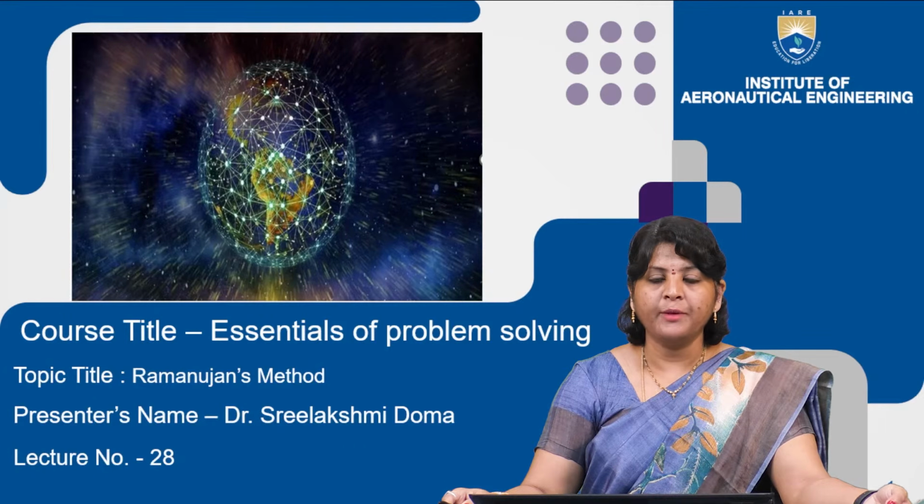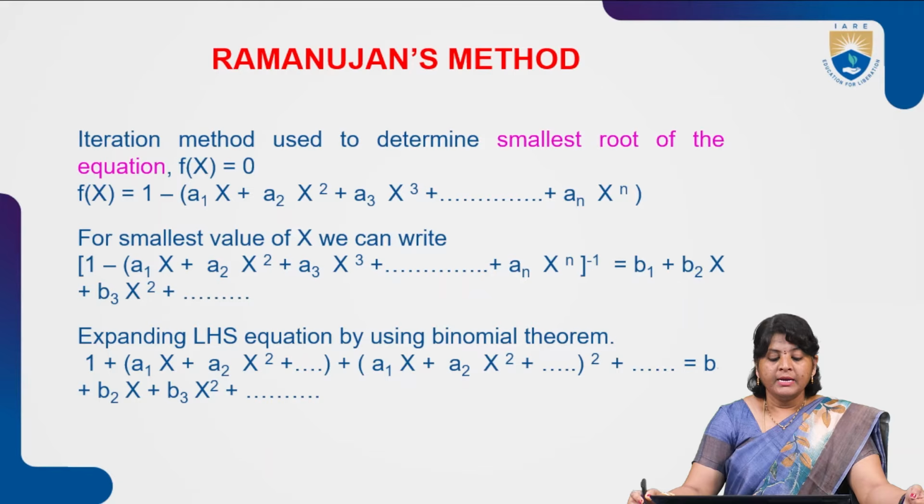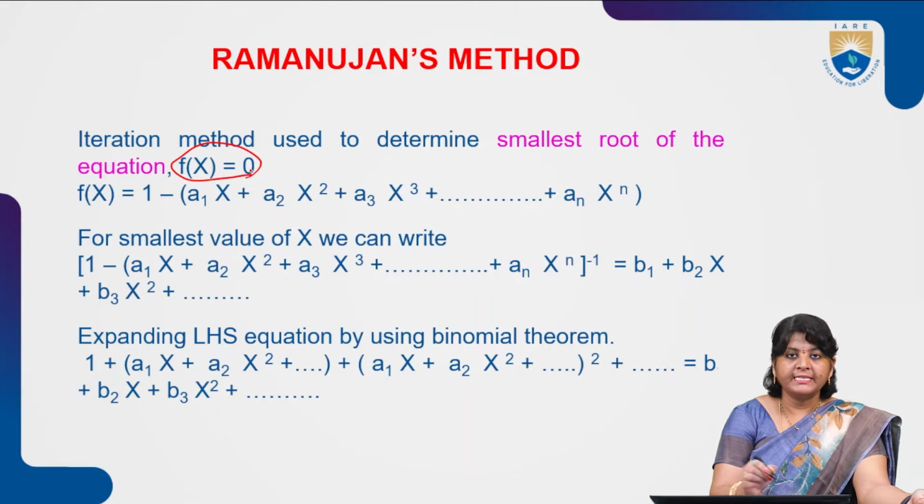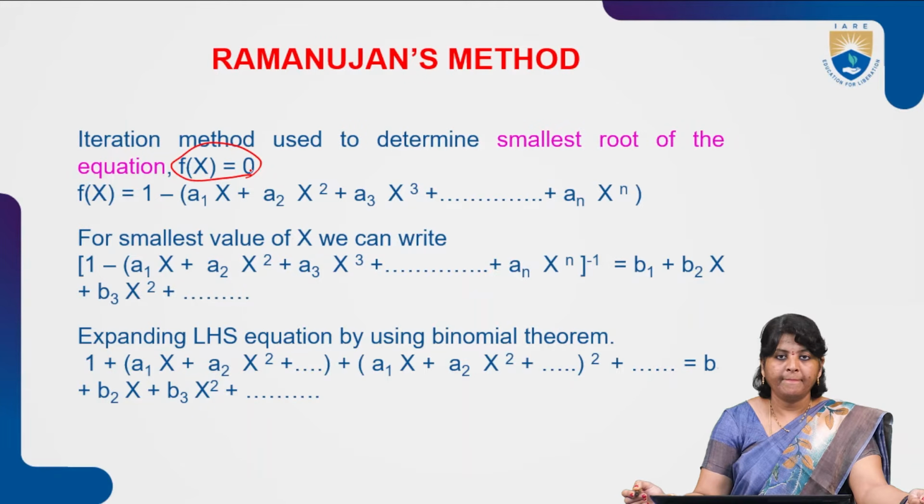In this session, I am going to discuss Ramanujan's method, which is used to find the roots of the given polynomial. Ramanujan's method is also known as the iteration method, which is used to find the smallest root of the equation. And the given equation is f of x equal to 0.